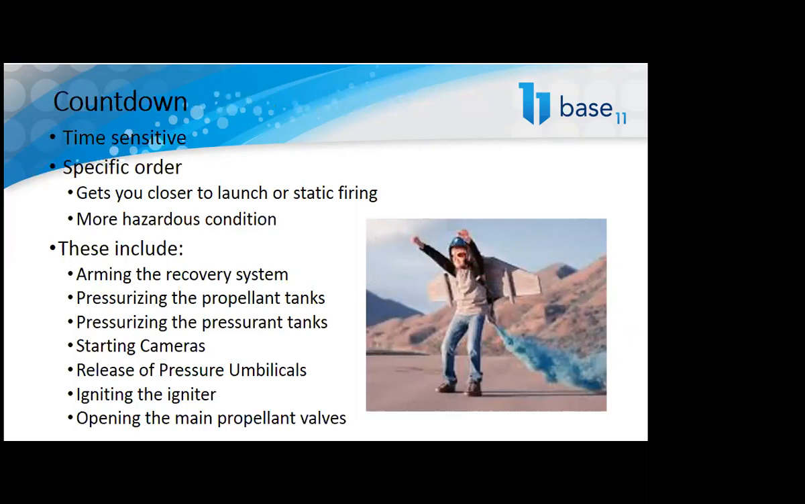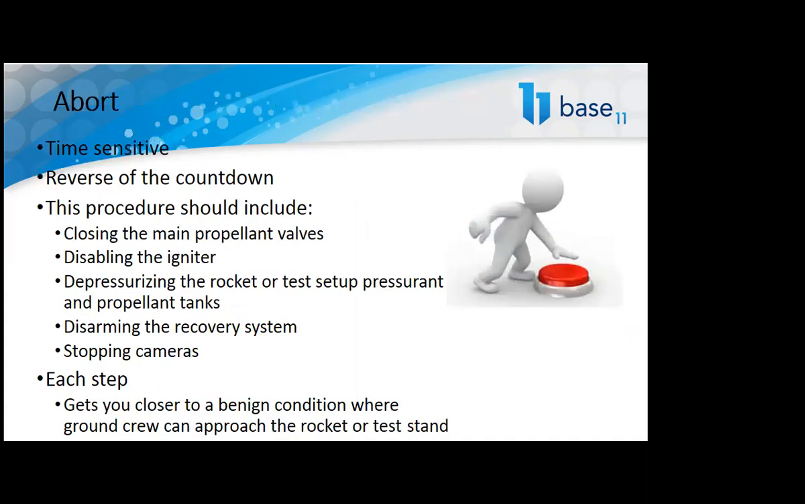And then the next one is that you need to have an abort procedure. And again, this one is also time sensitive because you need to reverse back out of whatever you've done in the countdown. So if you have a component failure, or let's say some kind of engine failure, or maybe you suffered a burn through or a hard start that blows your engine off, you want to be able to close the main valves and work your way backwards, relieve the pressure off the rocket. Now make it so that you can approach the rocket. So that's what I say here: get you closer to a benign condition where the ground crew can approach the rocket or test stand.